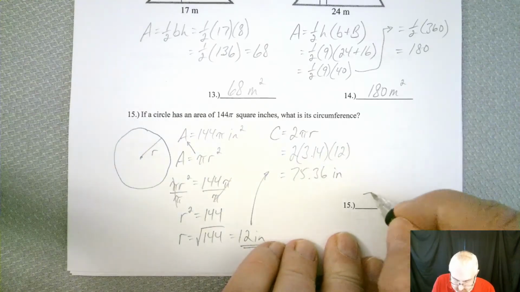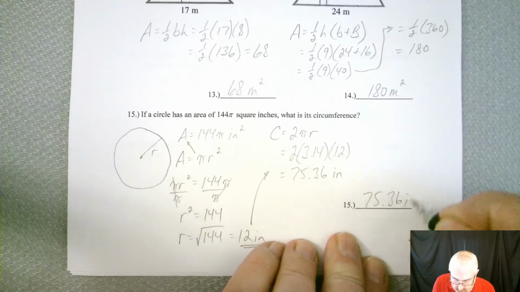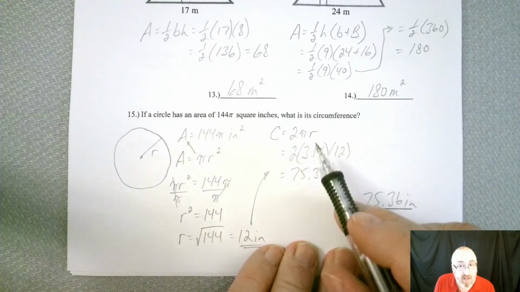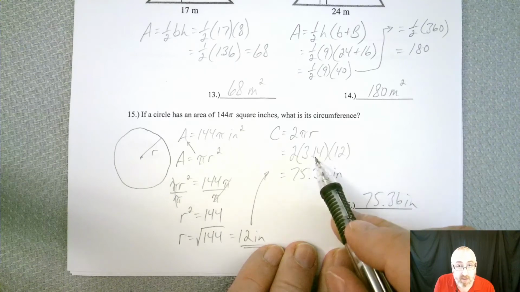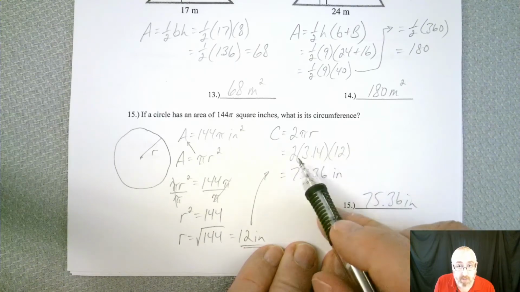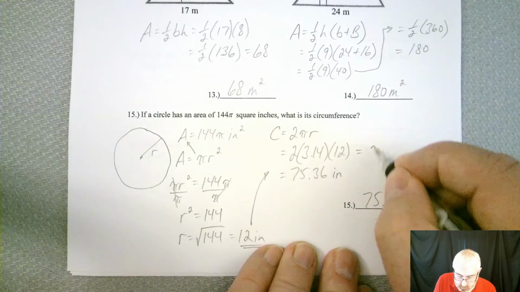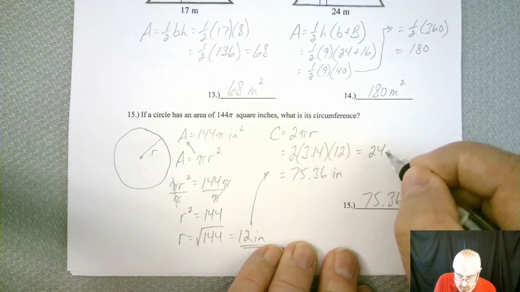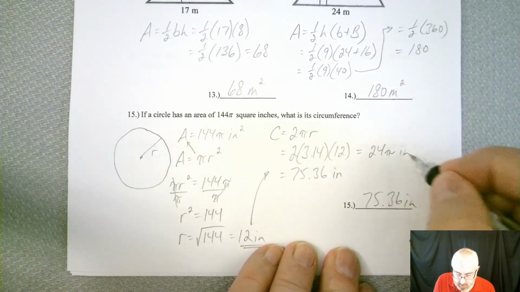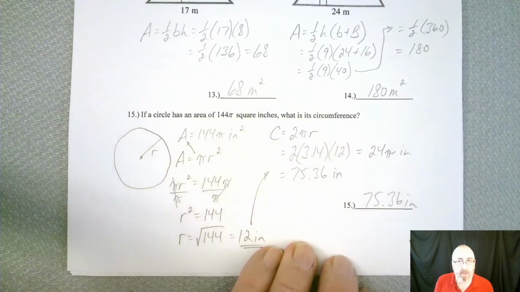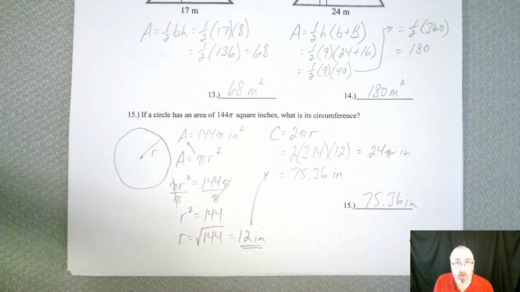So 75.36 inches. And if you wanted to leave it in terms of pi, remember this is pi here, so 2 times 12, you could also have said 24 pi inches. And that would have been acceptable as well. So either one of those forms.